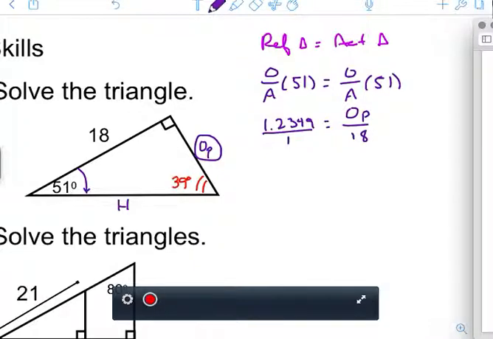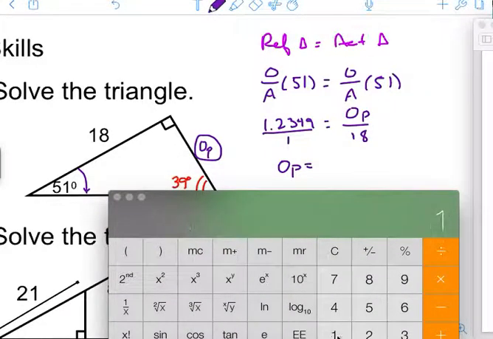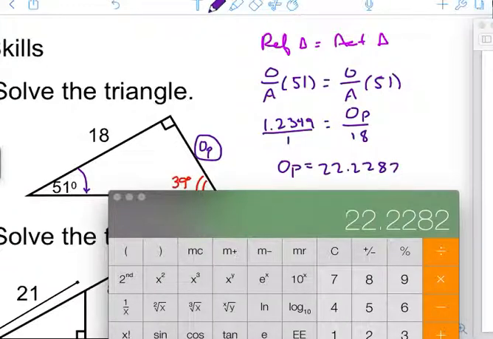I'm going to use cross multiplying here. So OP times 1 is just my OP side, and then it looks like I just have to do a quick calculation, which in this case will be 18 times 1.2349 from my reference sheet. Multiply that by 18. And so we have 22.2282. Now, if we do some quick observations here, that should make sense. OP is actually crossing the bigger of the two angles. So it should be bigger than 18, and it clearly is.